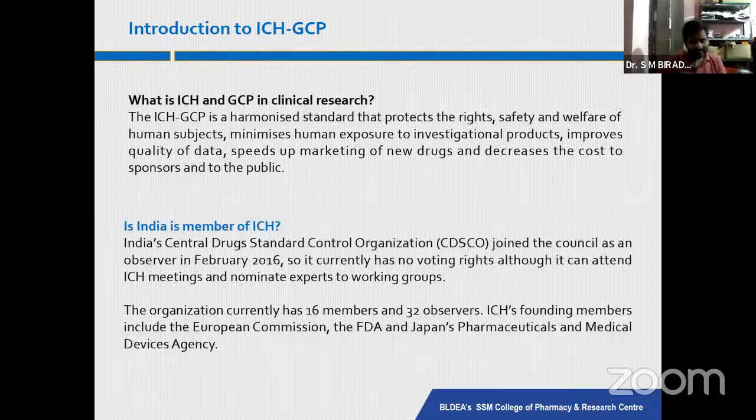Is India a member of ICH? Yes, as I already told, India is also a member of ICH. Currently it doesn't have any voting power, but still it acts as an observer. The representation from India is CDSCO, India's Central Drug Standard Control Organization, which represents India at the ICH.